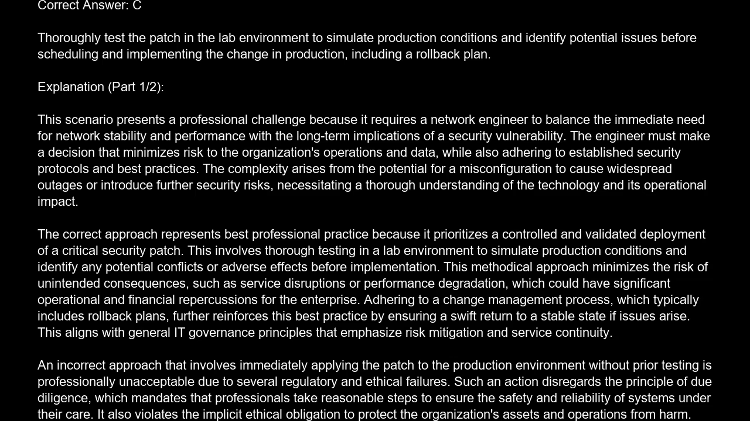The correct answer is C. Thoroughly test the patch in the lab environment to simulate production conditions and identify potential issues before scheduling and implementing the change in production, including a rollback plan.